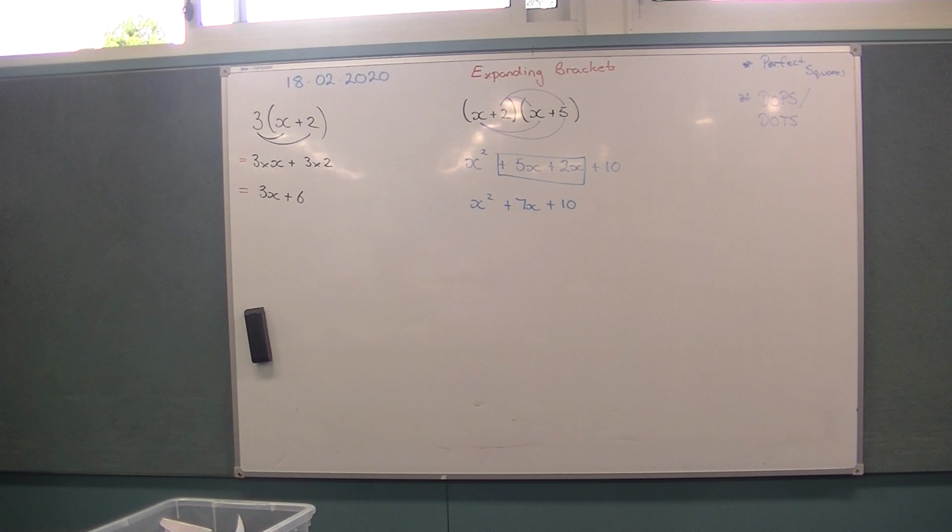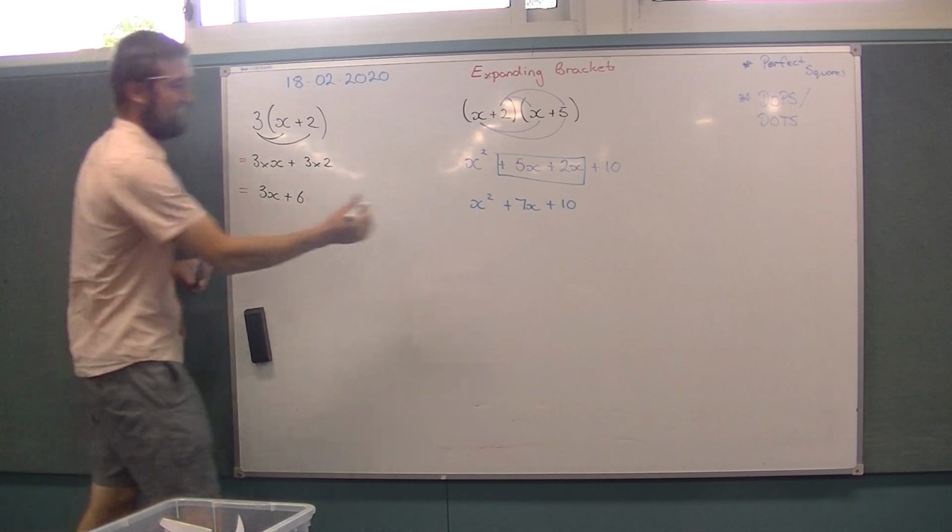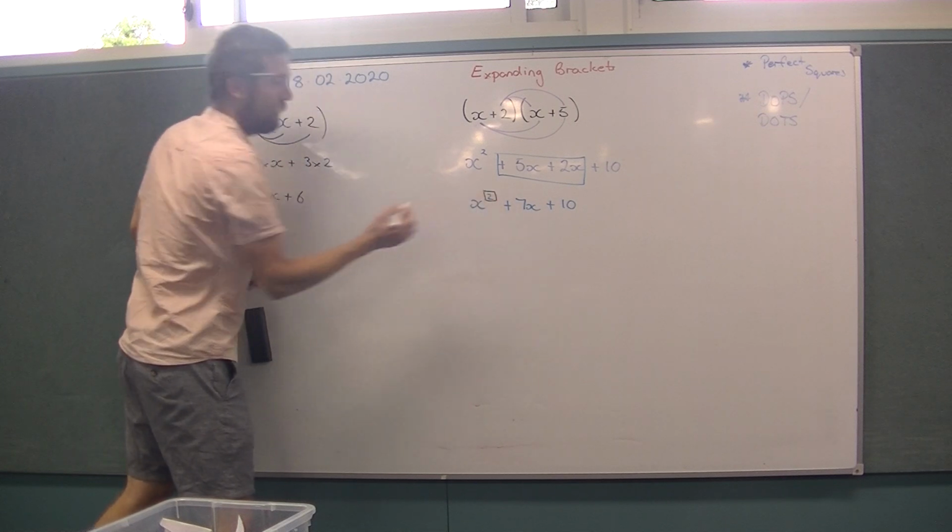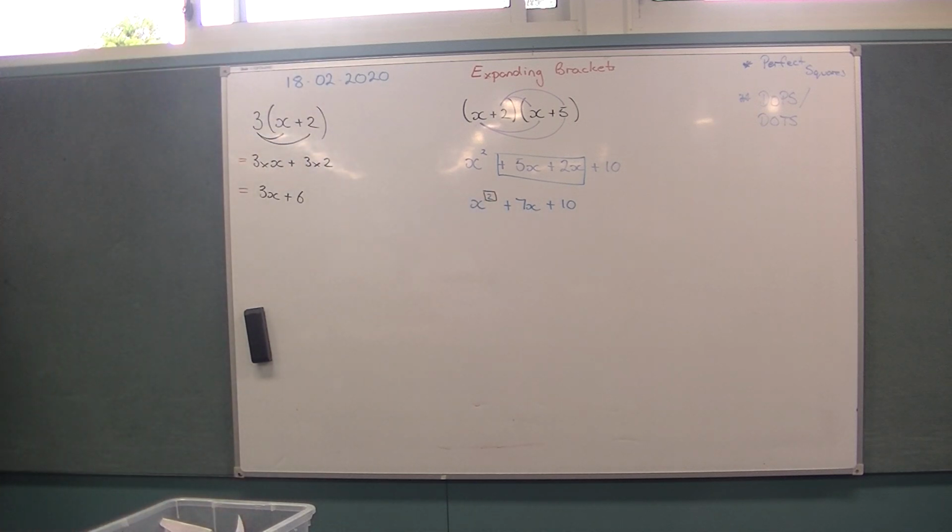Right, who knows why it's called a quadratic? It's about squares. It's linked to the power. The highest power is a 2, therefore it's a quadratic. What if it was a 3? It'd be a cubic.